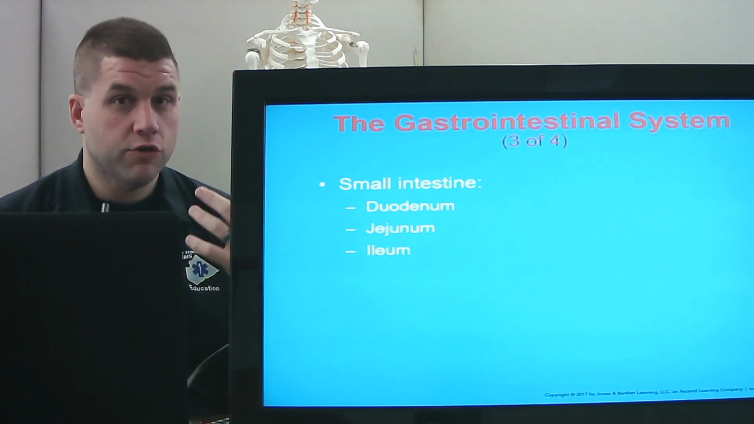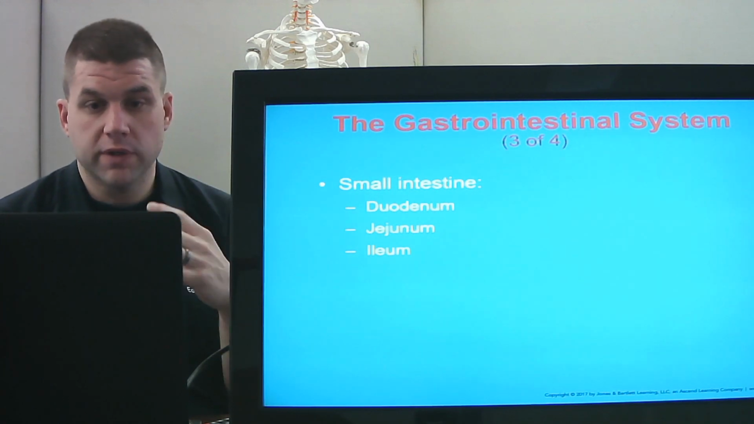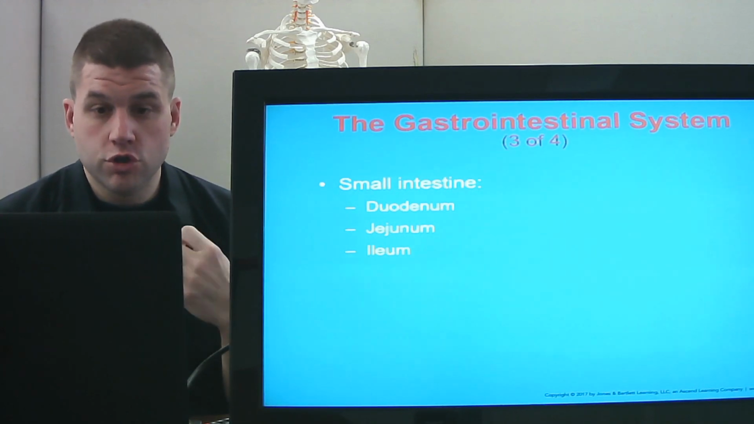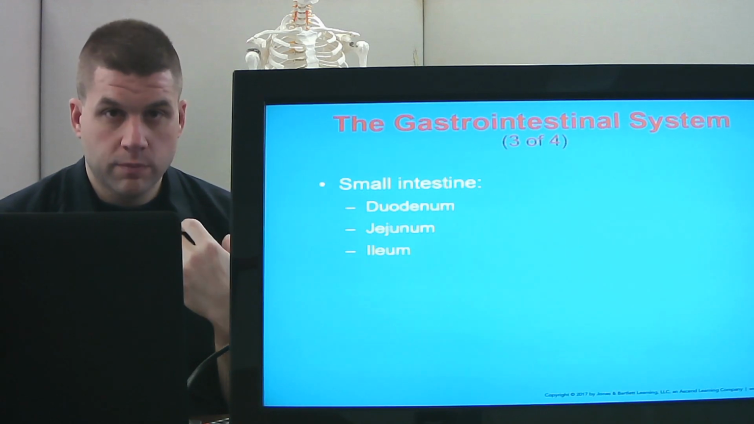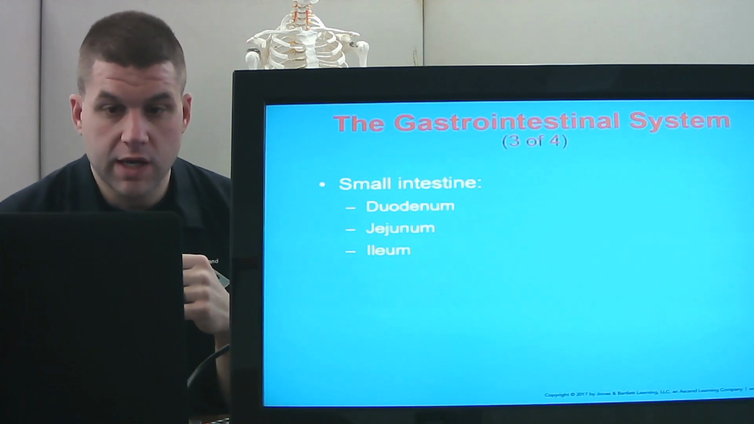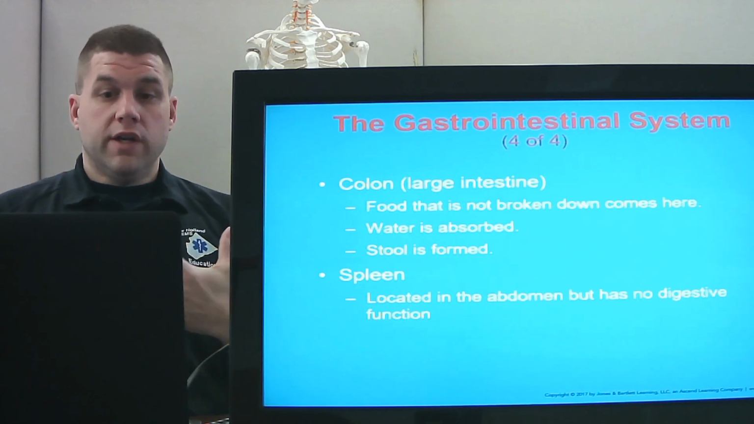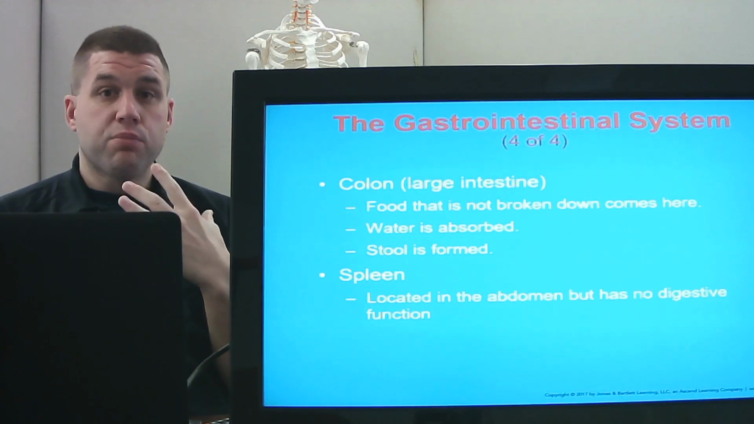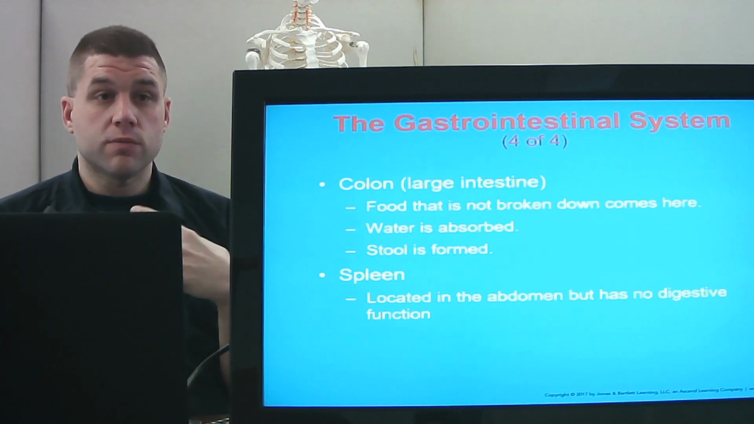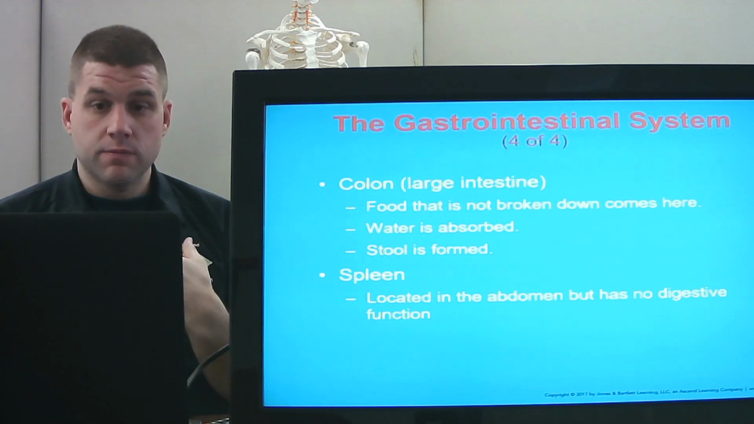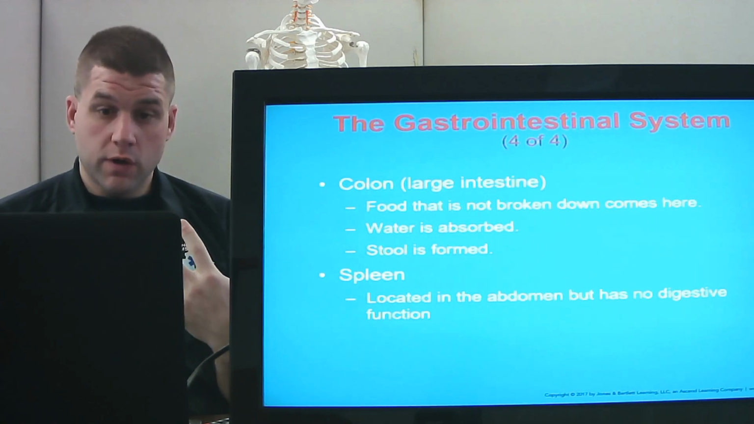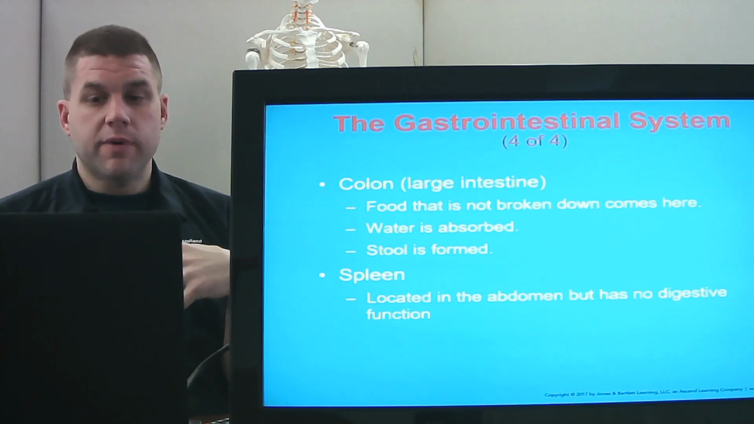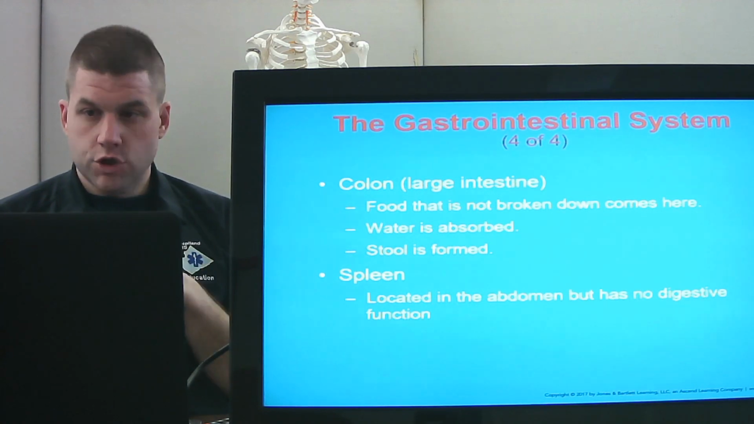We also have our small intestine. You've seen this before, I believe. It consists of the duodenum, the jejunum, and the ileum. Duodenum, jejunum, and ileum. Our colon is our large intestine, and that is where food that is not broken down comes into the colon. Water is absorbed. That's where we maintain our hydration, and that is where stool is formed. Pardon me. And the spleen is located in the abdomen, but it has no digestive functions.